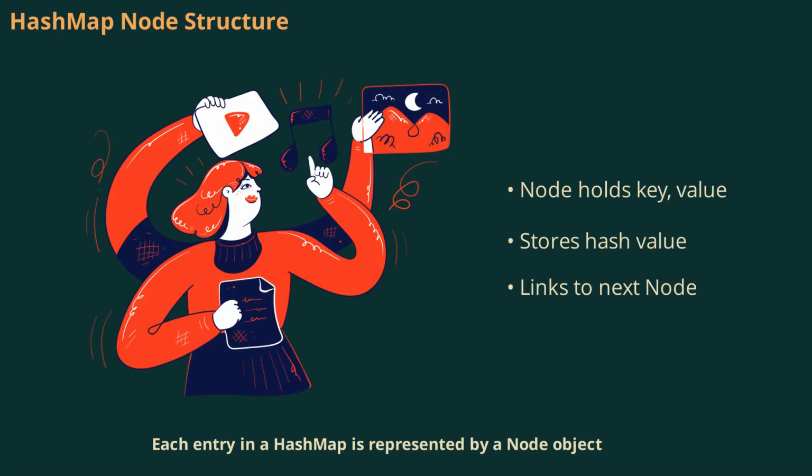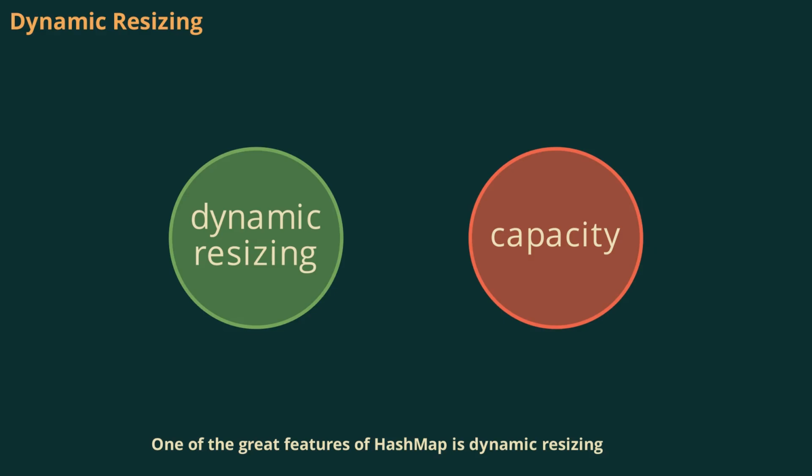Each entry in a hash map is represented by a node object. This node contains the hash value, the key, the value, and a reference to the next node in the bucket. This structure allows HashMap to efficiently link entries together within a bucket, whether it's a linked list or a red-black tree.